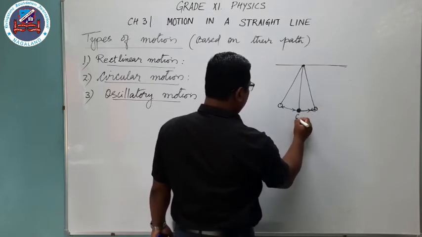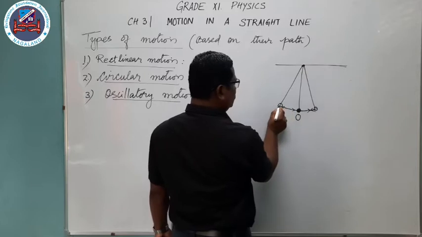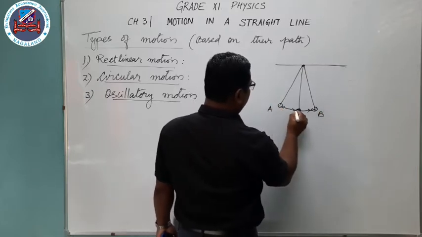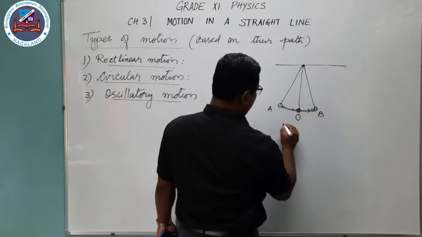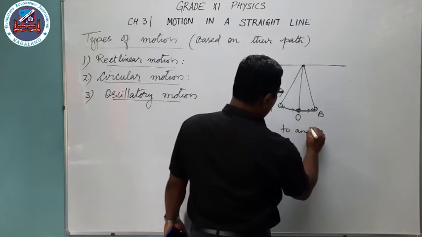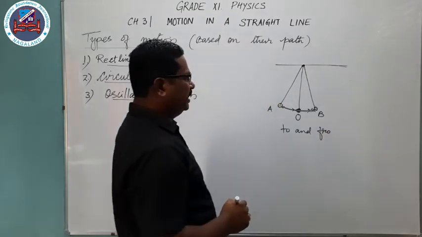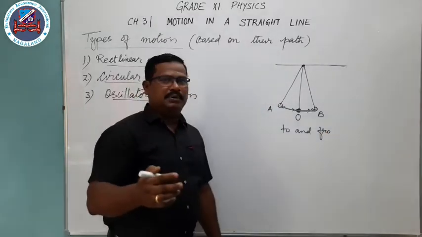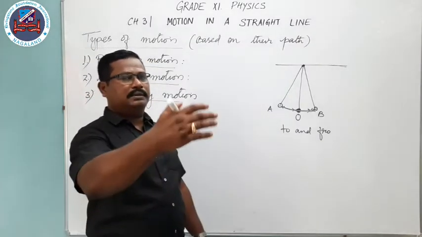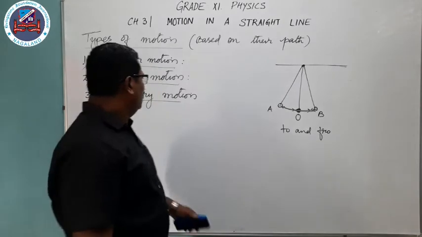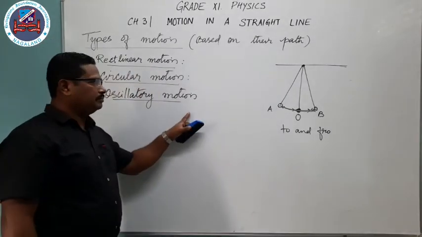This is the mean position. It crosses the mean position, again it goes to the other end at A. This point is supposed to be B. So it keeps on moving like this. To and fro motion. If there is to and fro motion of an object, or you can take the example of a swing. When you are swinging to and fro about the mean position, that is also an example of oscillatory motion.